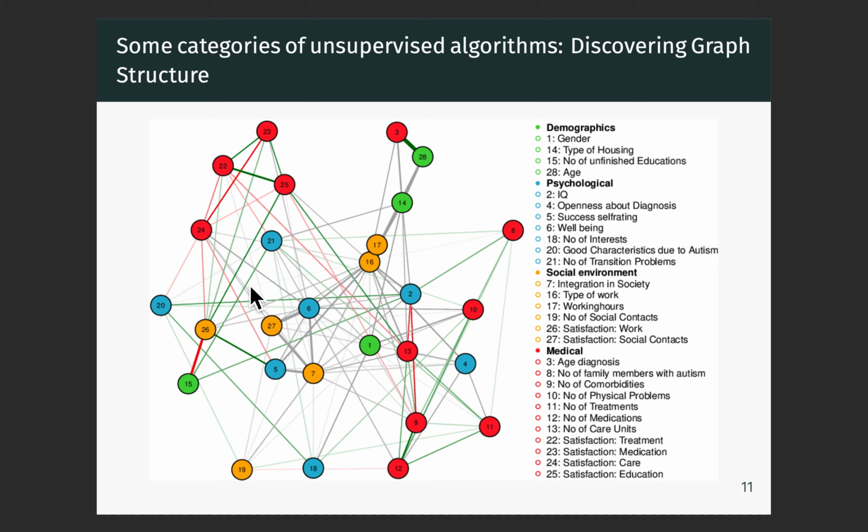You can estimate these weights. And this helps you understand that, let's say, 22 and 25 are highly connected. 22 is the treatment of your medicine and 25 the satisfaction education. I don't know what these terms mean, but 3 and 28 are also highly connected. Age and age of diagnosis, you would expect them to be connected. And 26 and 5 seem to be connected. 26 is work satisfaction, 5 is successful self-rating.